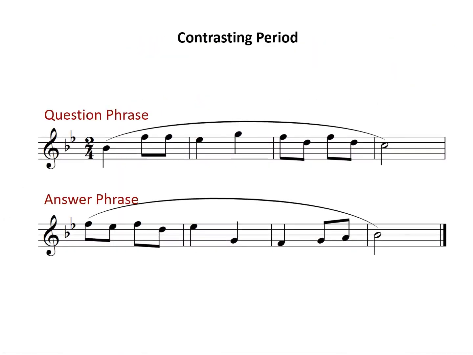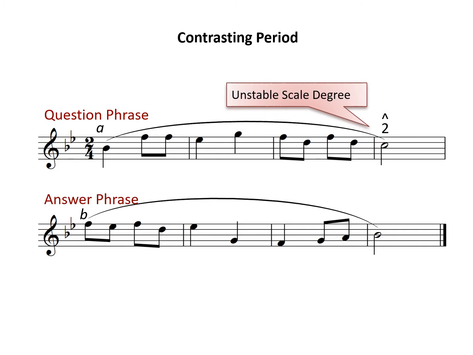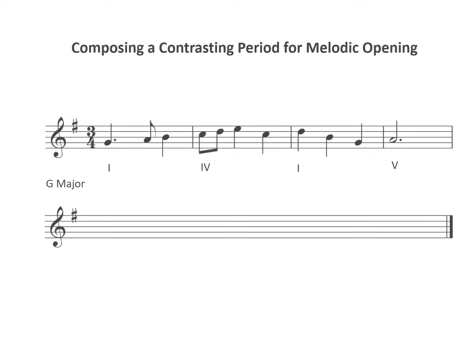A contrasting period uses different phrases, with the first finishing on an unstable scale degree to support a half cadence, and the second on a stable tone to support an authentic cadence. Here's how we compose a 4-measure answer to create a contrasting period.